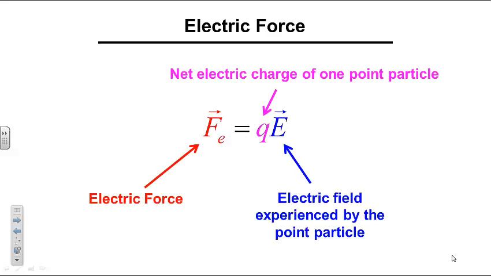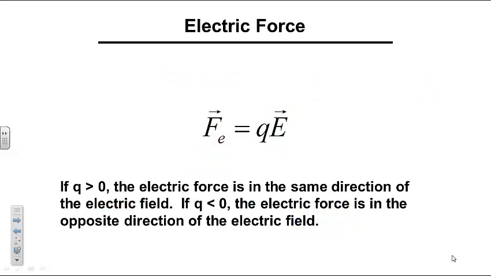It depends on the electric charge of the point particle and the electric field experienced by the point particle. This is not the electric field of the point particle itself, but rather the electric field from the other objects in the system that interact with the point particle. If the electric charge of the point particle is positive, the force is in the same direction as the electric field. If the electric charge of the point particle is negative, the force is in the opposite direction of the electric field.